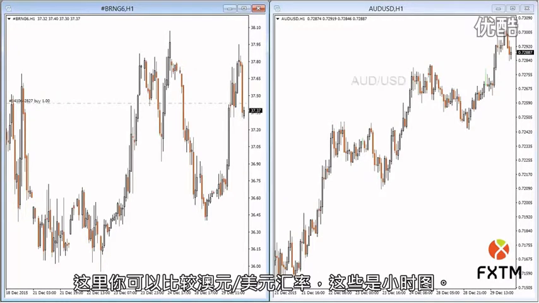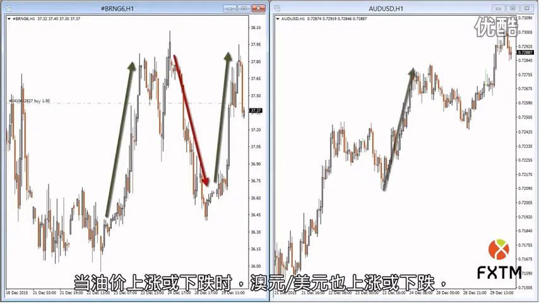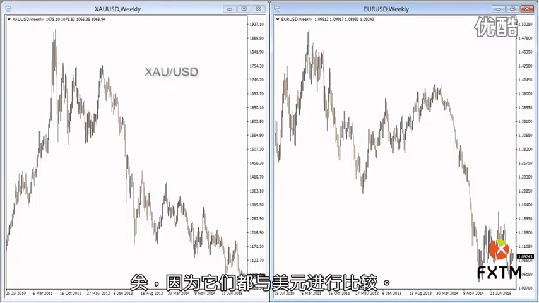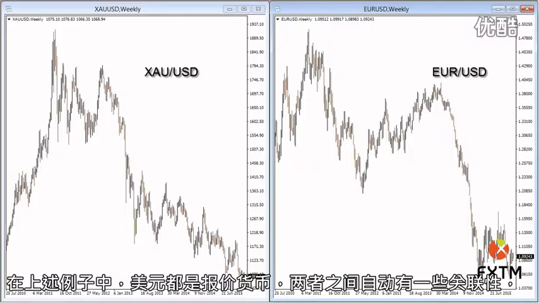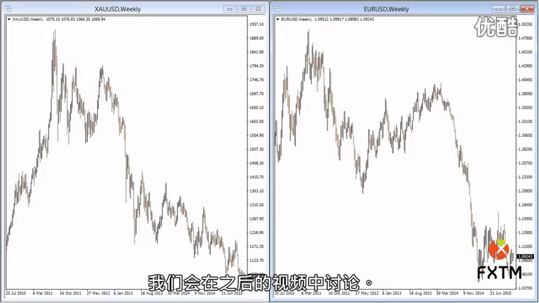Well, you can see it here compared to the value of the Australian dollar to the US dollar, and these are hourly charts. As the oil price is going up or down, the price of the Australian dollar to the US dollar is also going up or down, so they are very correlated. Similarly, there is a tight correlation, because they're both contrasted with the dollar, between the gold to the dollar, which here I have as the symbol XAU to the US dollar, and the euro to the US dollar. Because the US dollar is the quote in both cases, they are going to share a certain amount of correlation just automatically, but they will differ a little bit, and we can take advantage of the reasons why they may differ in some trading strategies that we're going to discuss later in the video.